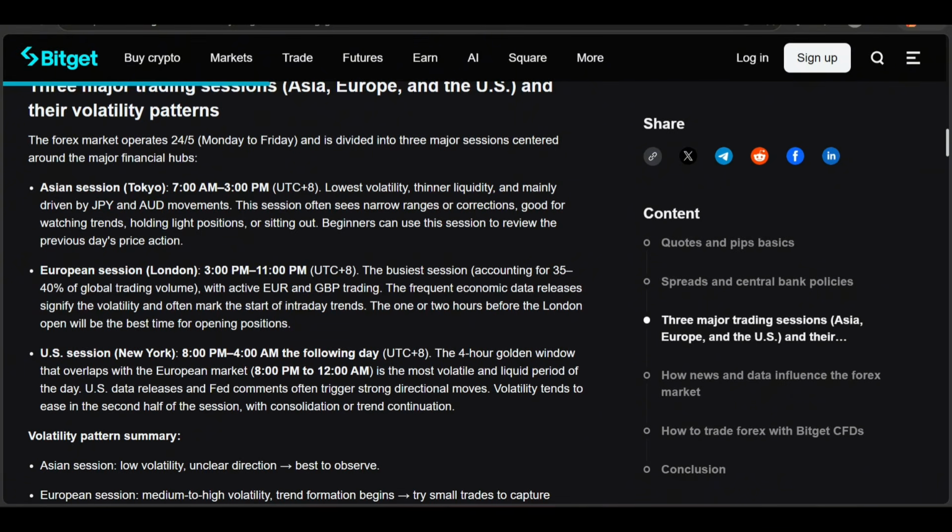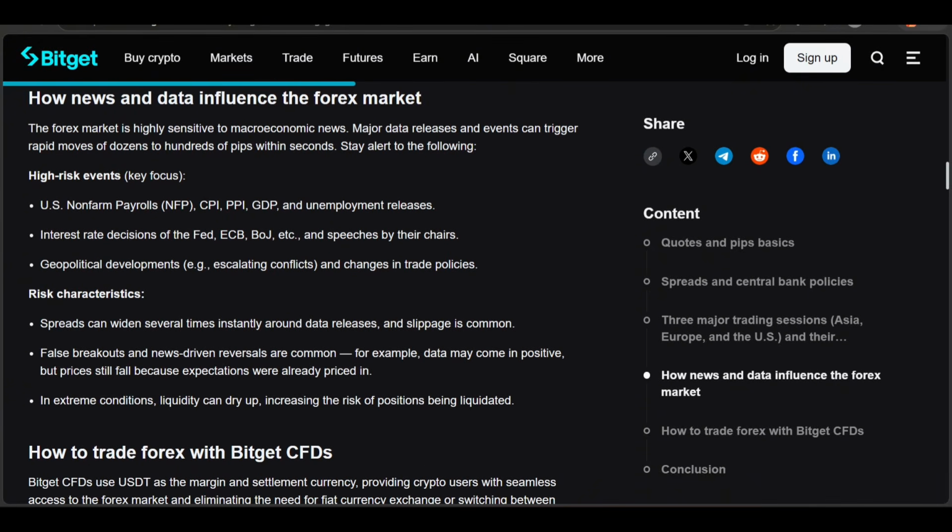The major trading sessions, Asia, Europe and the US, and their patterns are also there. Forex trades 24 hours, 5 days a week, Monday to Friday, and is divided into 3 major sessions: the Asian session centered around Tokyo, the European session around London, and the US session. And how do news and data influence the forex market?